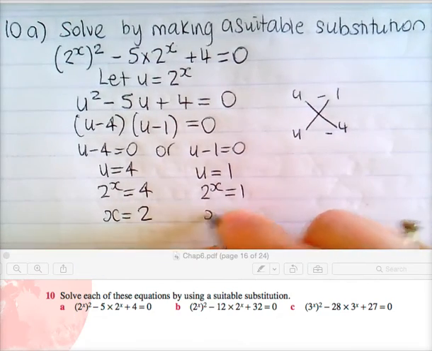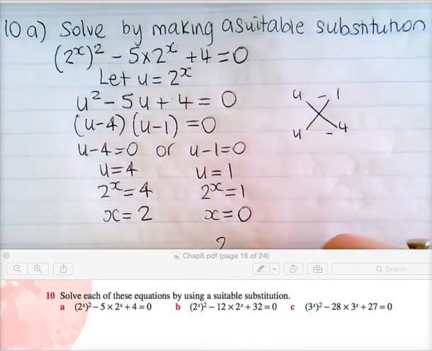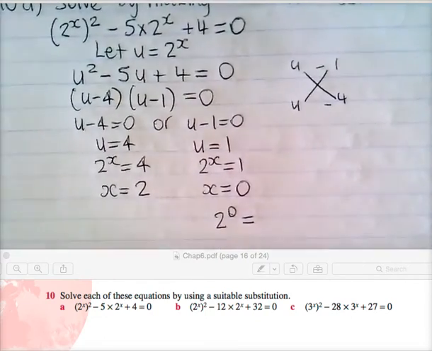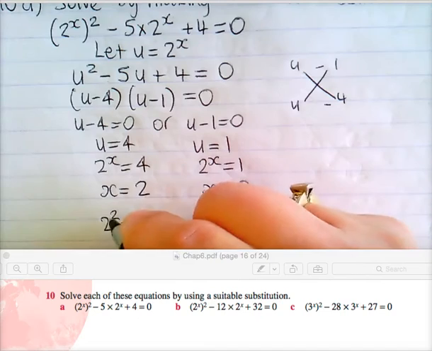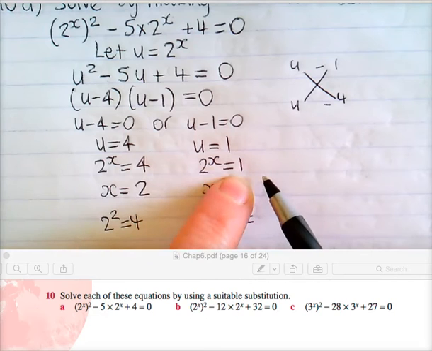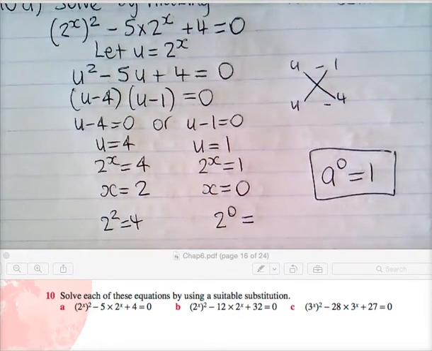What about here? 2 to the power of what is 1? 0. 2 to the power of 0 is 1. Anything to the power of 0 is 1. Okay, girls? 2 to the power of 1 is 2. Girls, 2 to the power of 0 on your calculator. It's index laws that you learnt last year. 2 squared means 2 times 2. If 2 to the power of something is 1, it's just a law you need to know: a to the 0 is 1. Anything to the power of 0 is 1. We learnt it in Year 9.